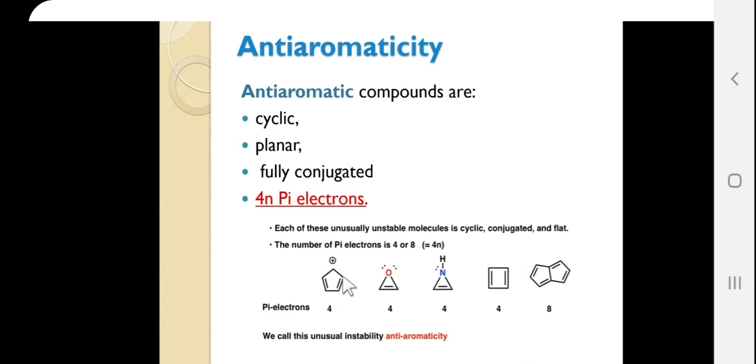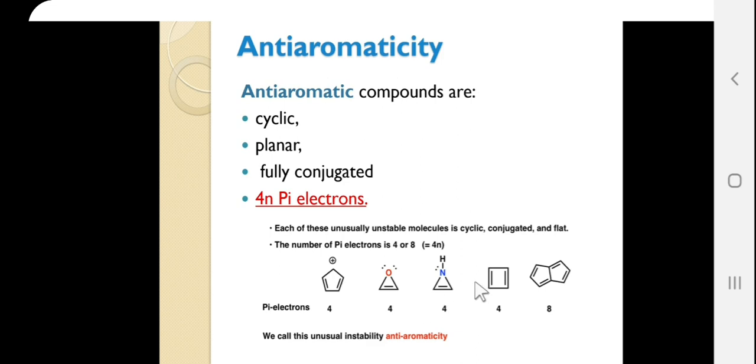cyclopentadienyl cation. So what is the criteria for aromaticity or anti-aromaticity? It is cyclic, planar, fully conjugated, and how many electrons are there? Pi electrons, only 4 pi electrons. Therefore, this is an anti-aromatic compound. Now you can see here, this is an epoxide ring. We can see that the oxygen lone pair and this double bond are involved in the delocalization. So there are 4 pi electrons. So this small ring is cyclic, planar, even fully conjugated, but only has 4 pi electrons. That's why it is called an anti-aromatic compound.